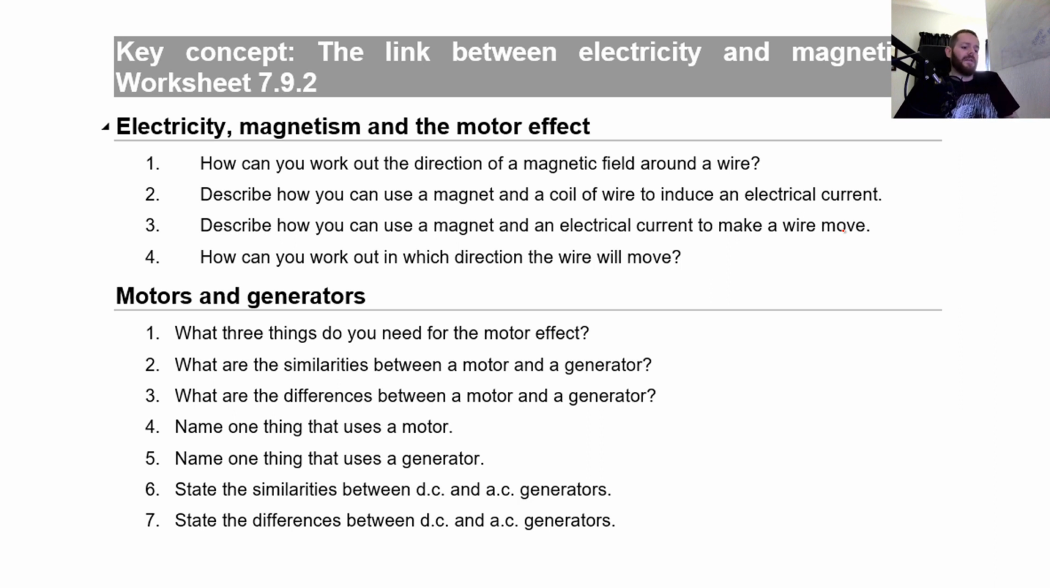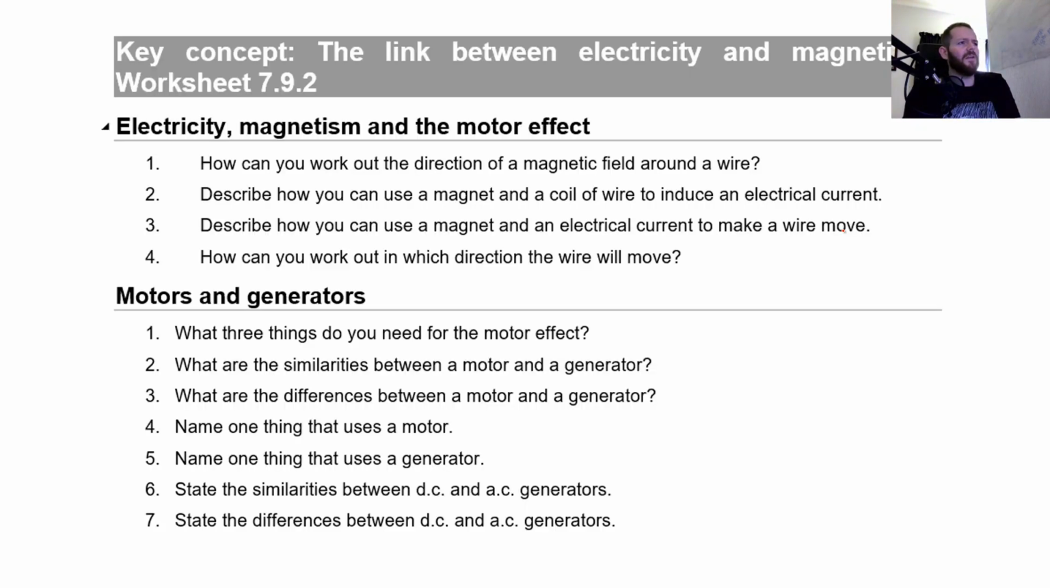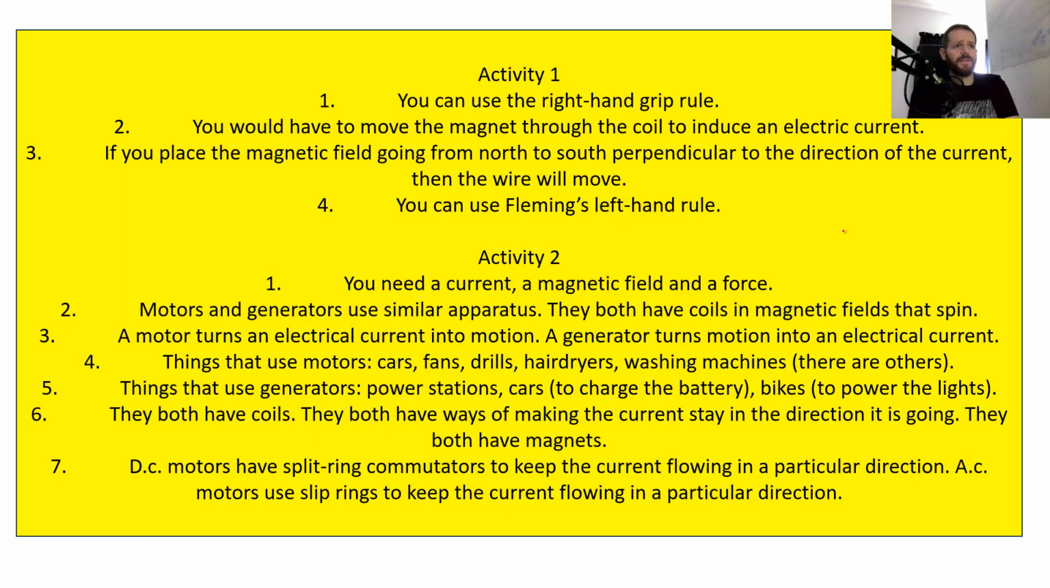Okay, I hope you're ready for answers then. So I'm not going to go through all these because, well, you've seen the questions, you've tried the questions, so boom, there's the answers. It's split up into 2 activities because it's got electricity, magnetism, and the motor effect at the top, and then it's got motors and generators at the bottom. So those are the answers. Give those a mark. What did you get? Is there anything that you didn't get right?